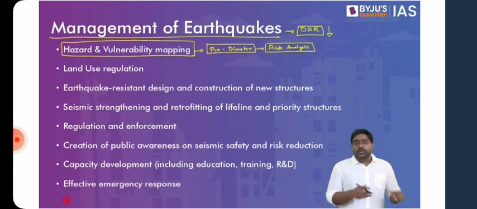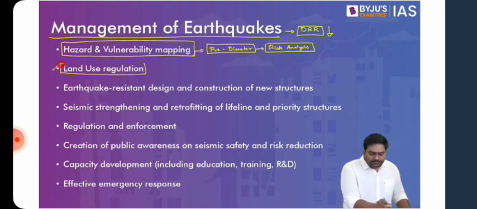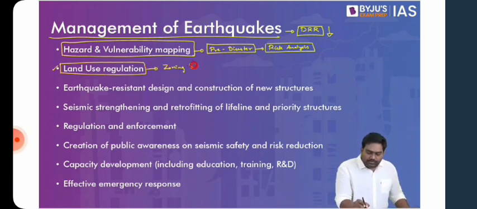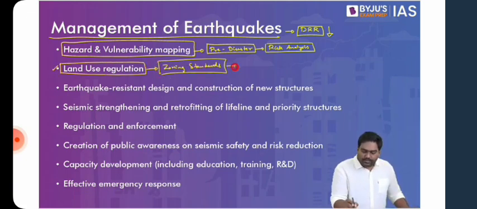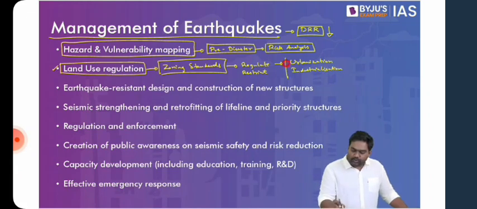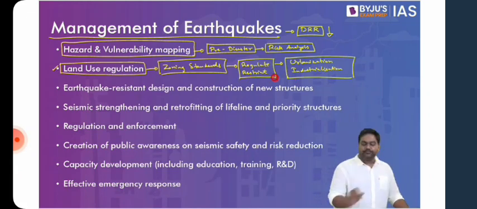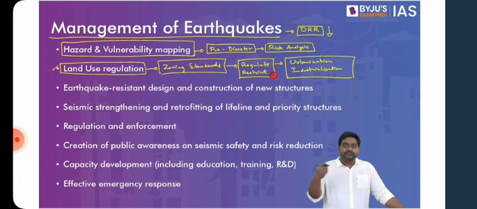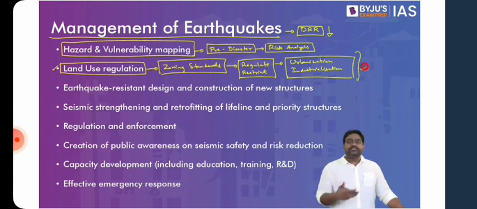So based on hazard vulnerability mapping, we can implement land use regulation through zoning standards, and we can regulate and restrict urbanization as well as industrialization. Yesterday, I explained that the biggest impact of earthquakes is felt on cities and infrastructure because earthquakes primarily threaten buildings, structures, and foundations. So cities, industries, and critical infrastructure are the primary concern for us as far as earthquake mitigation is concerned.